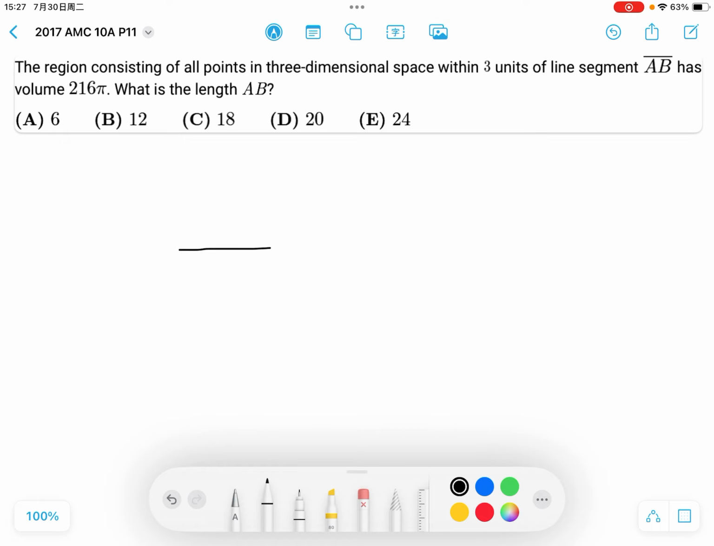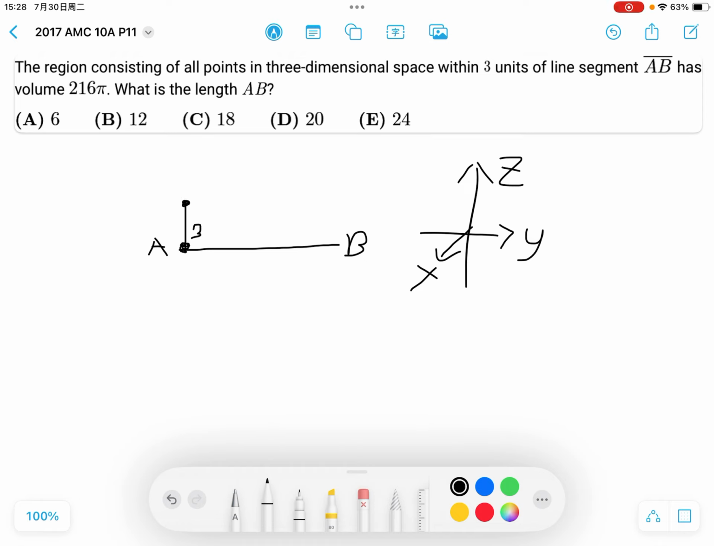So let me just draw my AB. So AB is this line segment here. Now I want the collection of all points 3 units away from AB. And the collection of my points are 3-dimensional. So we have a 3D coordinate system, Z, Y, and X. Basically how we do this is we look at one endpoint, A first. Let's just assume that this length here is 3, so this point is going to be 3 units away from A.